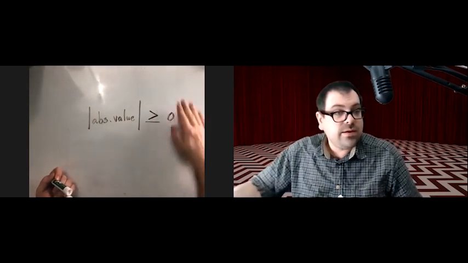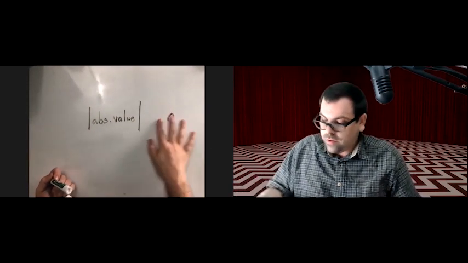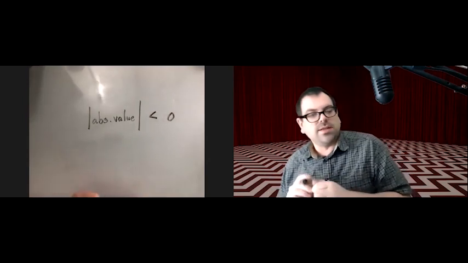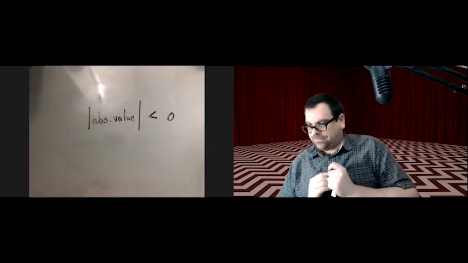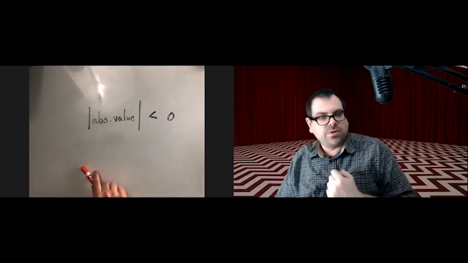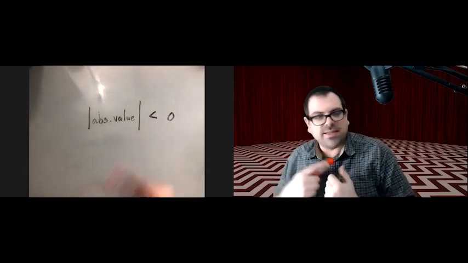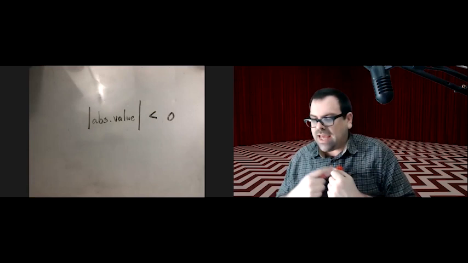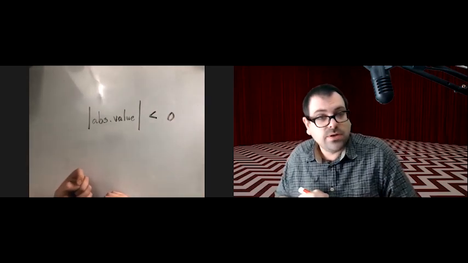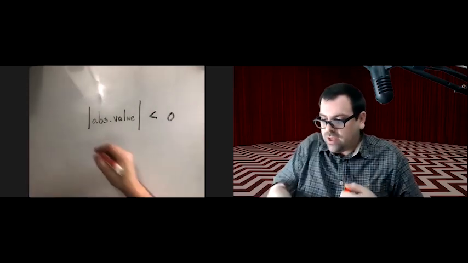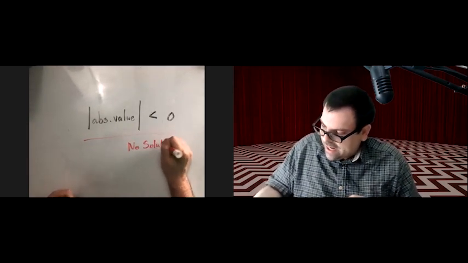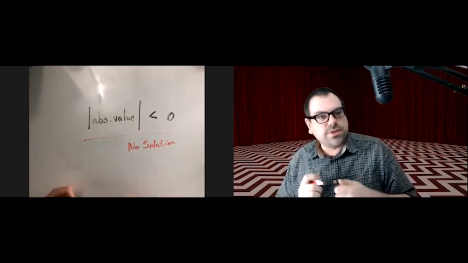What if we had the absolute value less than 0, not or equal to? Well, this one is never true. An absolute value can't be less than 0, because that means that the absolute value would have to be negative. Things less than 0 without the or equal to are negative. An absolute value is never negative. So this is something that would have no solution.